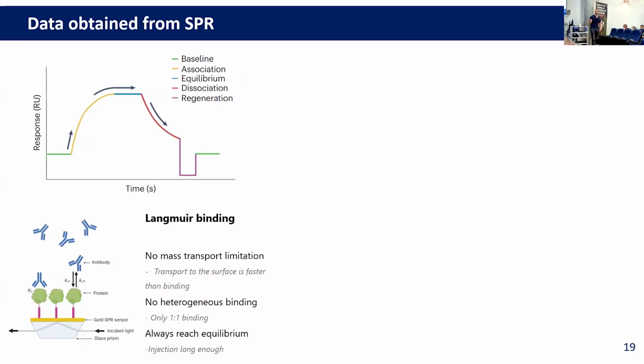Also, there is no heterogeneous binding. There's only one molecule binding with one another. And finally, we inject long enough that we always reach the equilibrium.